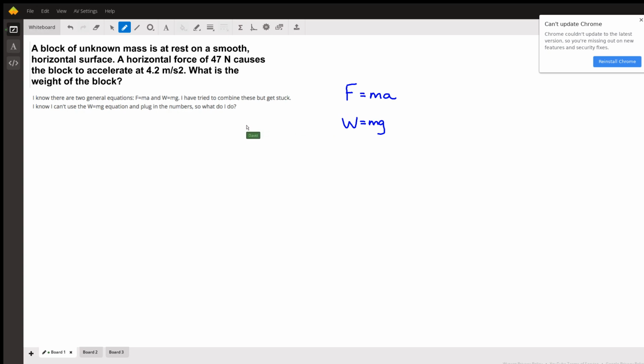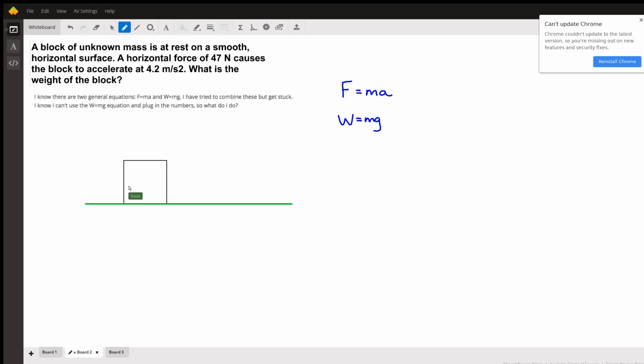Now, in this case, you actually can combine them, or I would recommend first using F equals ma to solve for the mass of the block, and then substituting that mass into the second formula to solve for the weight of the block. You can do that because the mass doesn't depend on the direction of applied forces. So that's how you would actually get your answer. If you're interested in knowing a little bit more about what's going on here, stay with me.